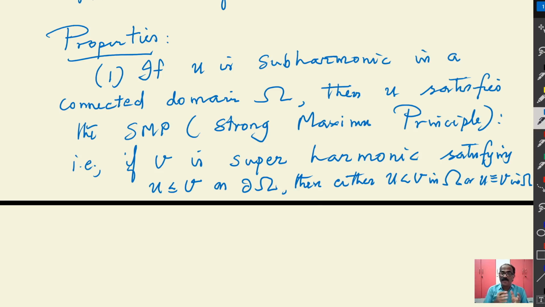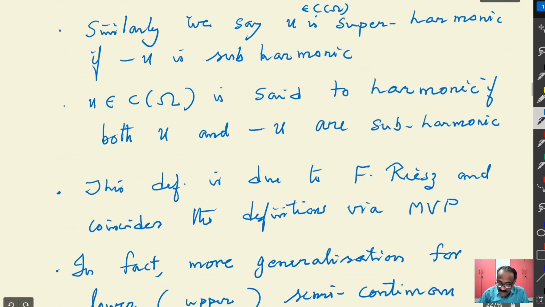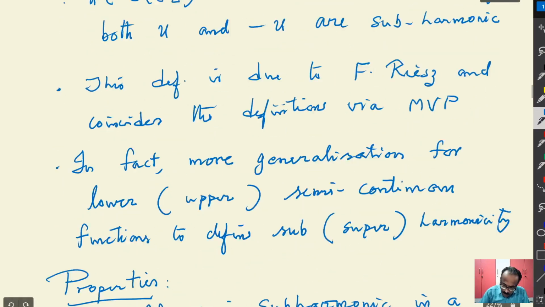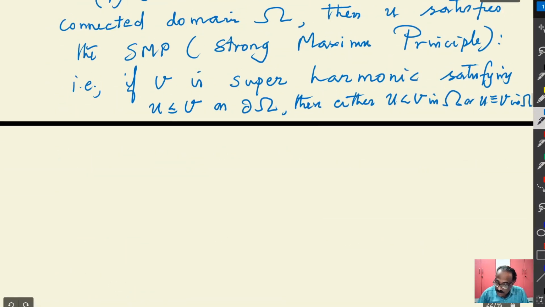Okay, so you can apply that immediately. By the maximum principle, U minus V cannot have an interior maximum, exactly like we have done earlier. It's a similar proof. If you want, you can prove it. That's why either U is strictly less than V in omega, or U is identically V in omega. Okay, so that's the first. The second property is more interesting, which we are going to use immediately. All the properties which we are going to define, we will be using here.